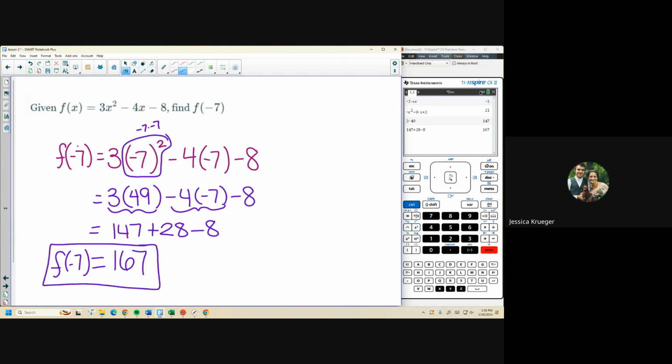Okay. How could I check this in the calculator? Again, this is -7. I'm storing it as X. Whoops. And I'll type in my function 3x squared minus 4x minus 8 equals 167.